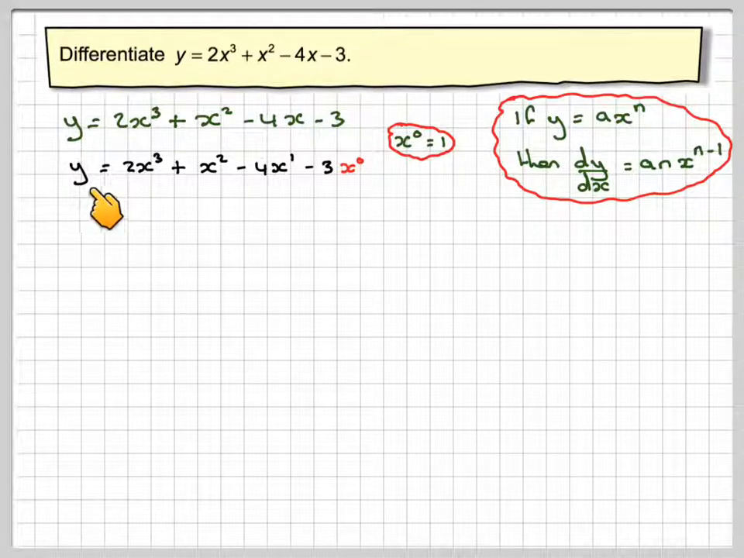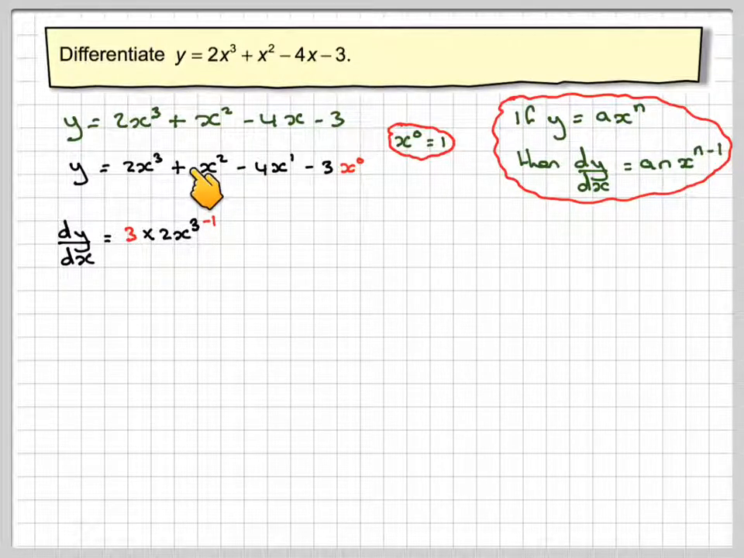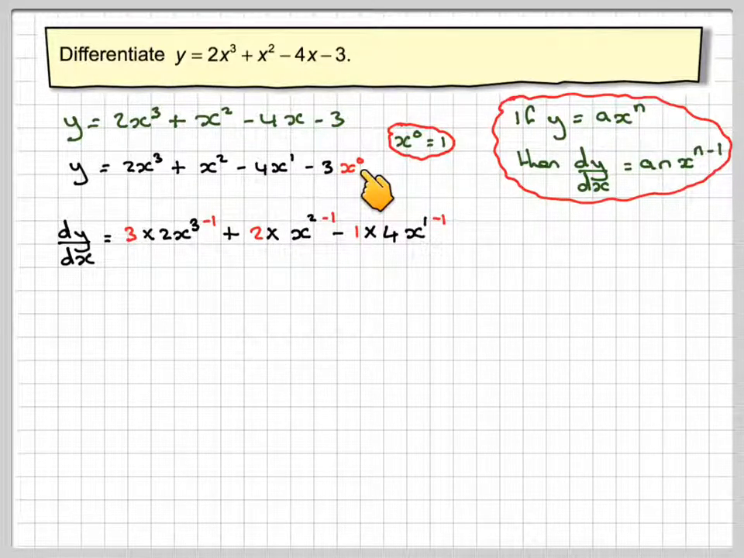So the idea is we write down the notation, dy by dx, and we bring down the 3, write down 2x cubed, and then reduce the power by 1. Bring down the 2, we've got a plus sign in front of it, so we just write plus. Bring down the 2, write down x squared, and then reduce the power by 1. The next sign is a minus, so that will be a minus. We bring down the 1, so minus 1 times 4x to the 1, and then reduce the power by 1. And then bring down the 0, again it's minus in front, 0 times 3x to the 0.